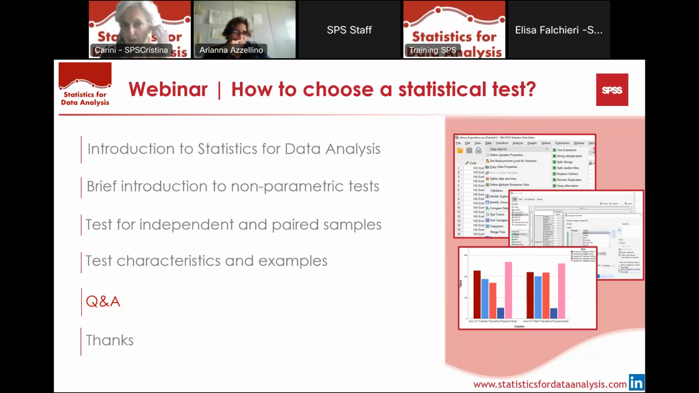Okay, Arianna, sorry, I am reading because we received some questions. I read the last one. Is it recommended to exclude data that have deviation? Again, another question about outliers.